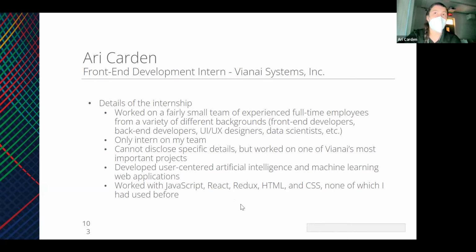And I came out of that with a lot of experience that I hadn't had previously. And I'm kind of proficient in those languages now. So I think that that was really great and really hands-on practice.